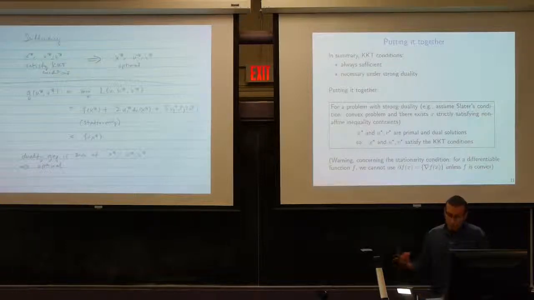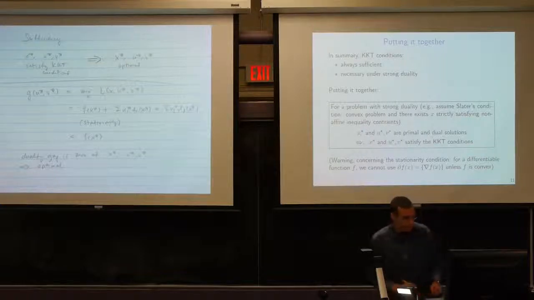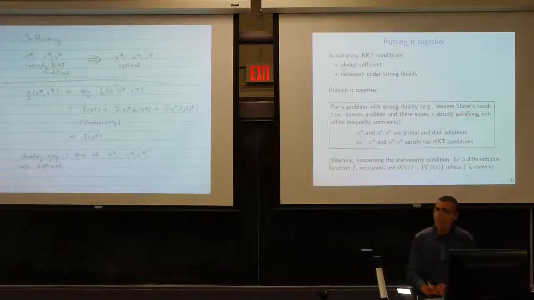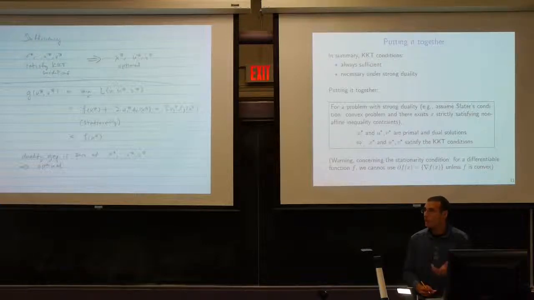Okay, so one thing I wanted to point out as a warning is that this is true: the KKT conditions are always sufficient. So for a non-convex problem, if I have x and u, v satisfying the KKT conditions, I do have an optimal primal x and an optimal dual u and v.